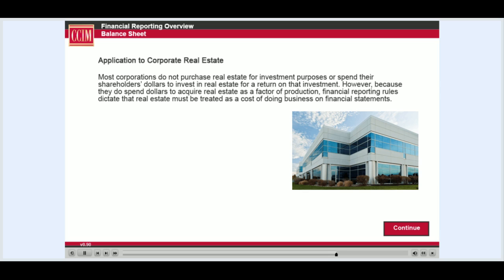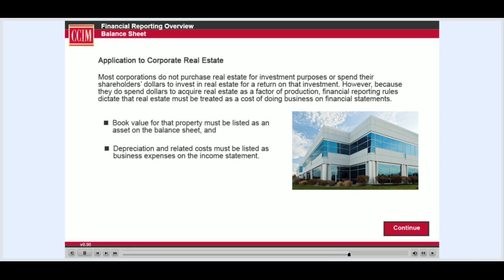There are two aspects of building ownership, though, that directly implicate a user's financial statements. The book value for that property must be listed as an asset on the balance sheet, and depreciation and related costs must be listed as business expenses on the income statement.